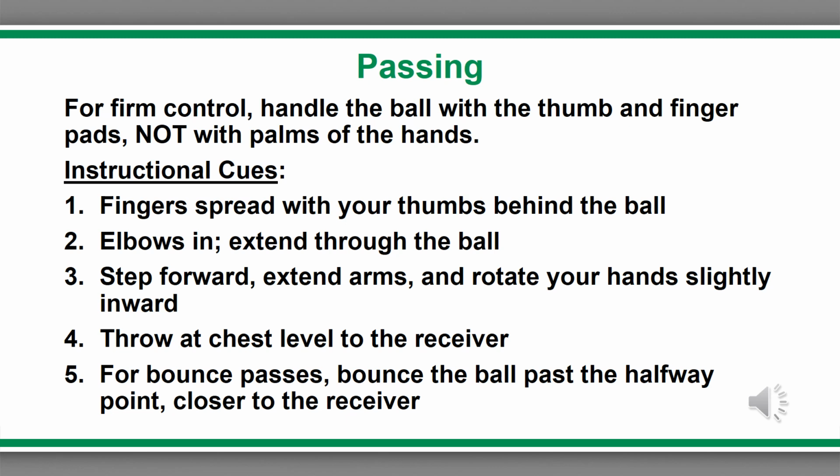So what are the instructional cues they talk about in the book? Fingers spread, elbows in, step forward, throw at the chest level. For bounce passes, you bounce the ball past the halfway point closer to the receiver. I can't stress that enough. Students have so much trouble with that in elementary.